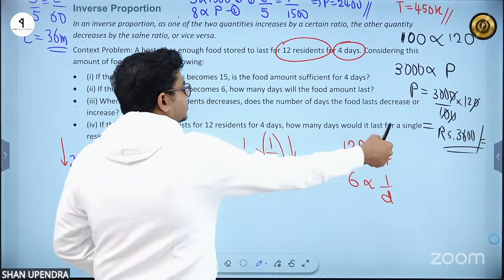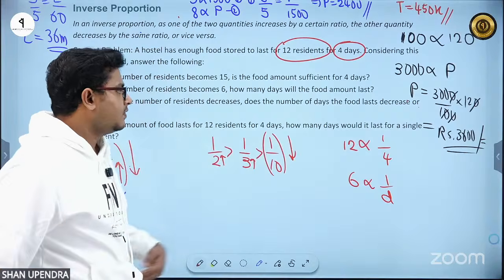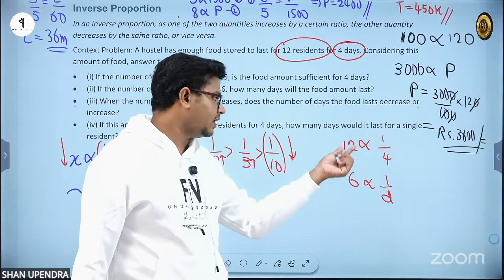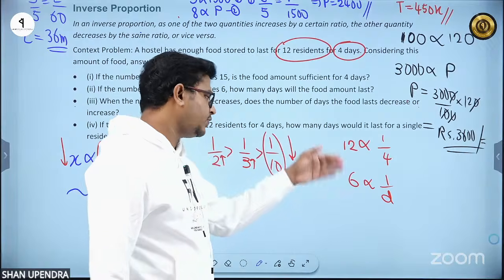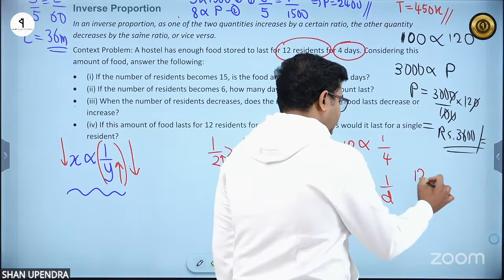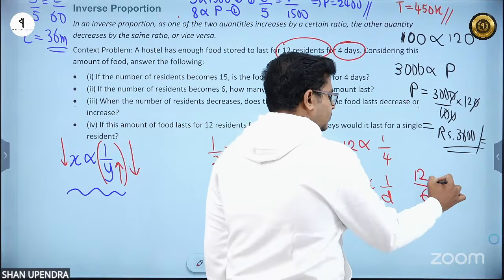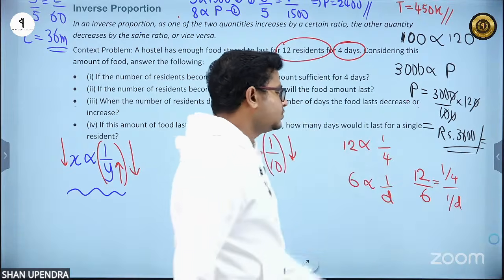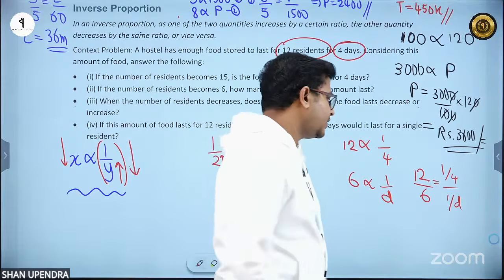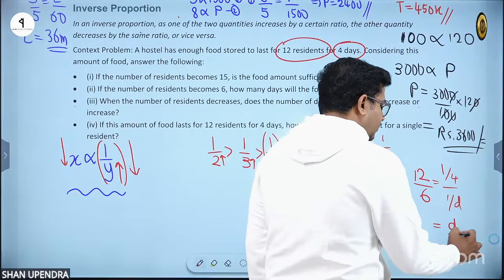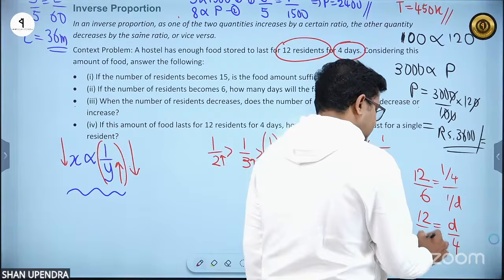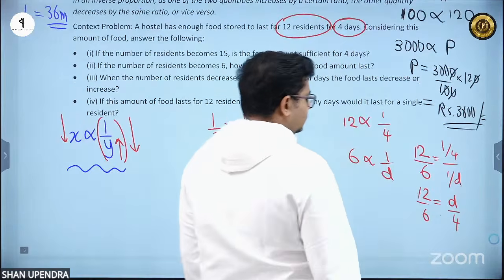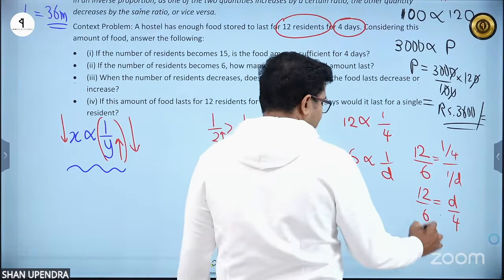If it is half, this one should be double. When you make that days half, this one should be double. If you want, you can divide those two: 12 over 6 equals 1 over 4 over 1 over d. Actually you can take this one to the numerator. This becomes d over 4 equals 12 over 6. Okay, it becomes 8 days.